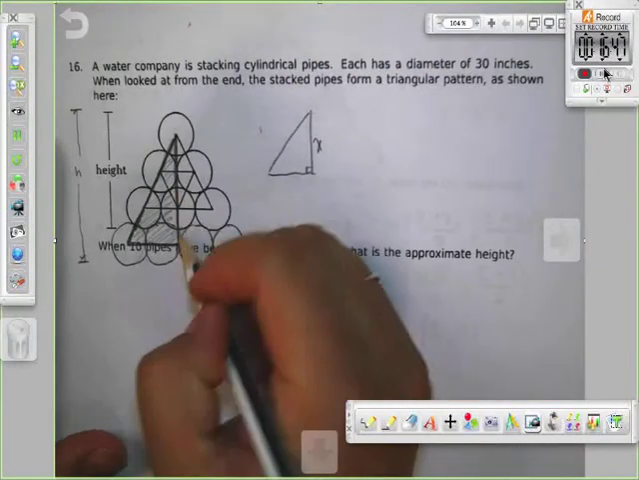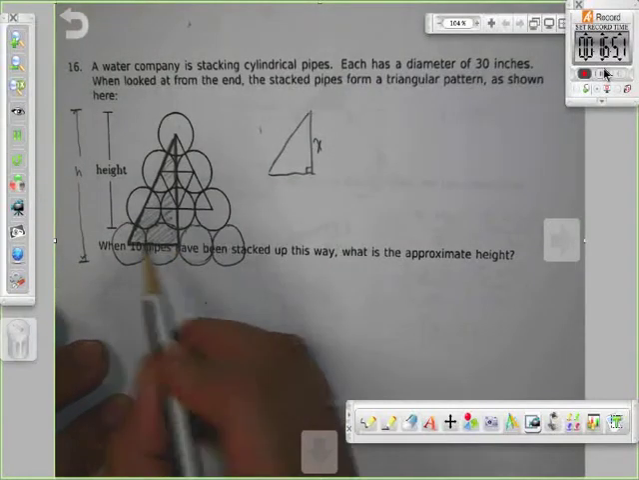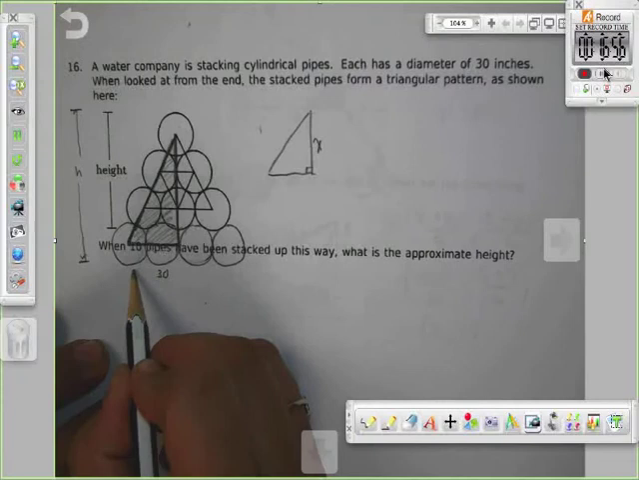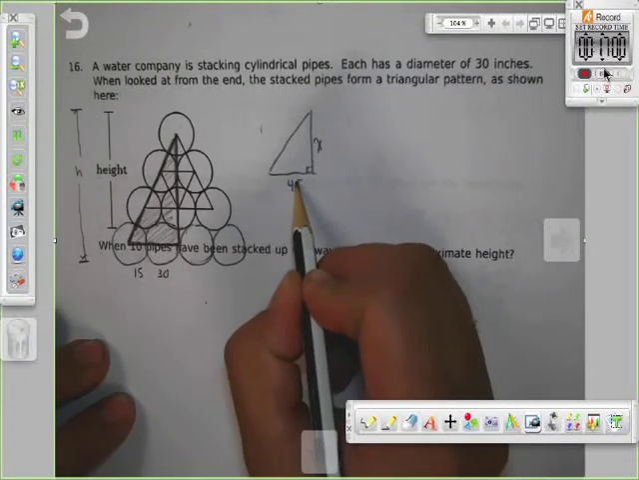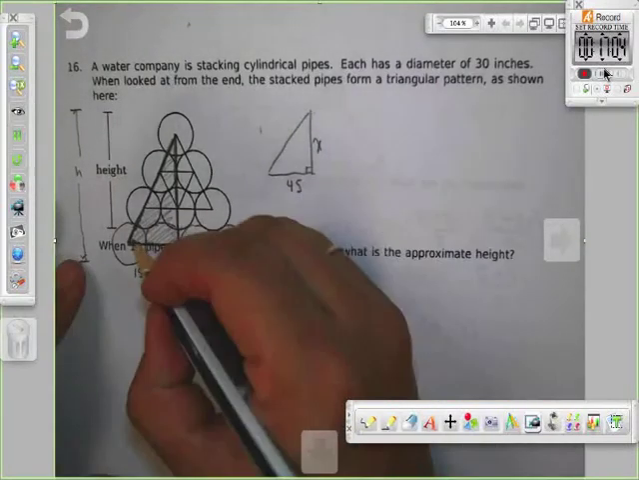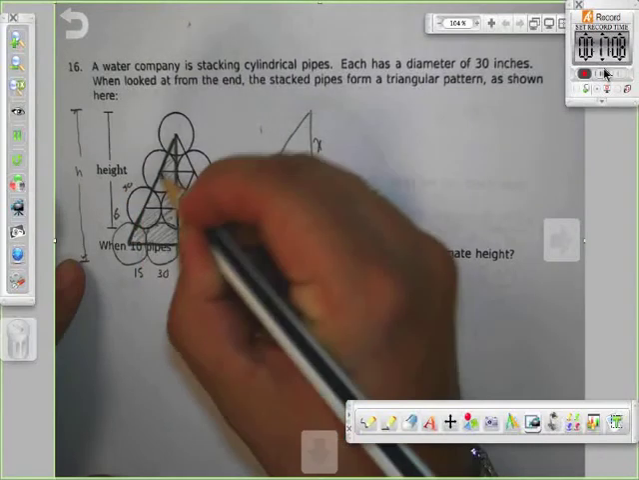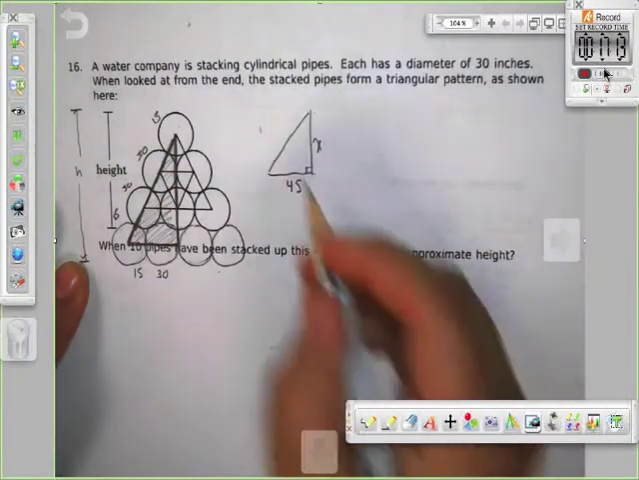Now this I'm going to call X. I'm going to redraw this one right in here. I shade it so you can see which one I'm redrawing. This is the X I'm going to call from here to here. Now from this point to this point is a diameter. That's 30 inches. From this point to the center is a radius, which is half of 30, so that's 15. So this is going to give me 45 inches.